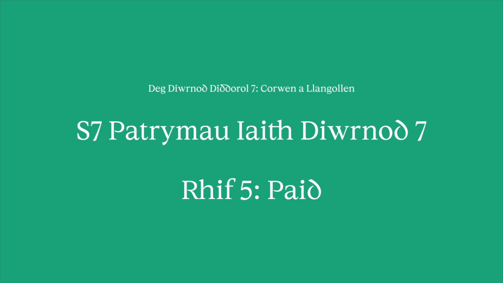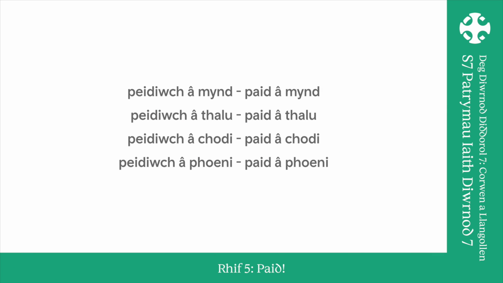Number 5. Paid, don't. If the command is not to do something, then you use peidiwch a for chi or paid a for ti, followed by a verb with an aspirate mutation. Peidiwch a mynd, paid a mynd. Peidiwch a thalu, paid a thalu. Peidiwch a chodi, paid a chodi. Peidiwch a phoeni, paid a phoeni.